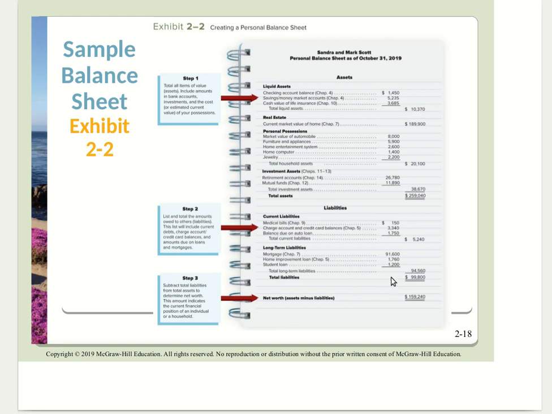In this case, there was almost $100,000 owed, $99,000. Total assets of $259,000. Subtract the liabilities from the assets, and you get your net worth. And when we call it a balance sheet, you say, here's my total liabilities, here's my net worth, add those up, and it should equal your assets.